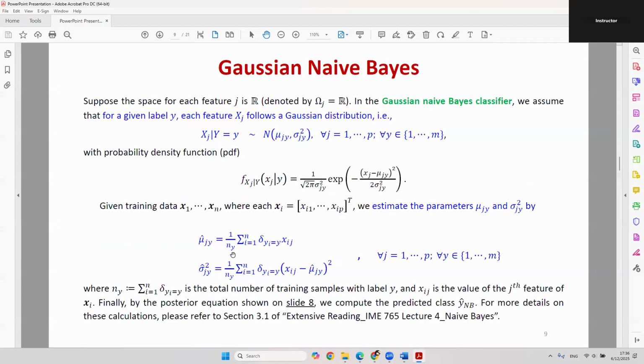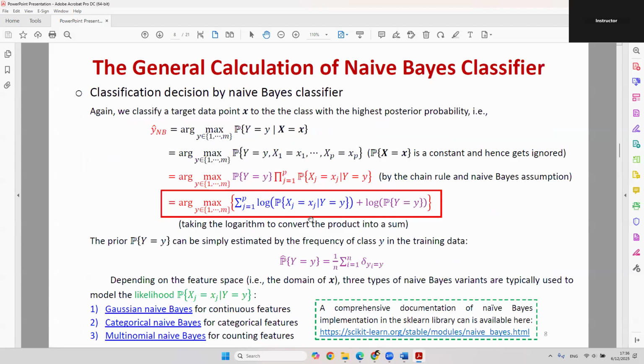In other words, for each j, which means each feature, not each class, for each feature I'm gonna compute this, under each label. Now I'm gonna compute for all y's, which is y equal class one to class m. Then I can have m such posterior functions, right? And in these m posterior functions, I have m values. I classify the target data to the highest value, which is the highest posterior probability. So this is the idea of the Bayes classifier.